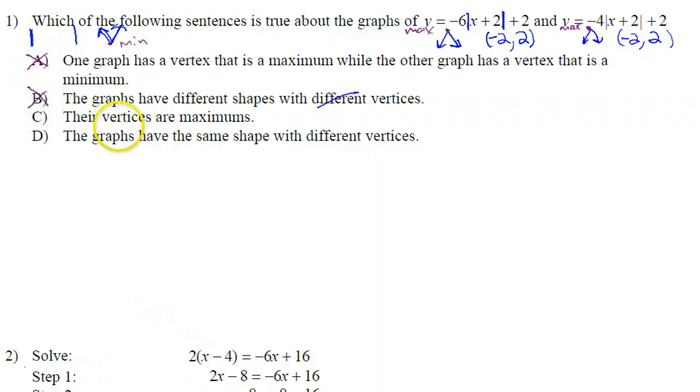Next, we have their vertices are maximums. So let's look at that point. And we see, yes, that was what we originally came up with at the beginning. This one's at the top, this one's at the top. So they're both maximums. So that's already our answer, but let's just check the last one. It says the graphs have the same shape with different vertices. But again, we've already determined they have the same vertex, so it's not that one. So our answer is C.